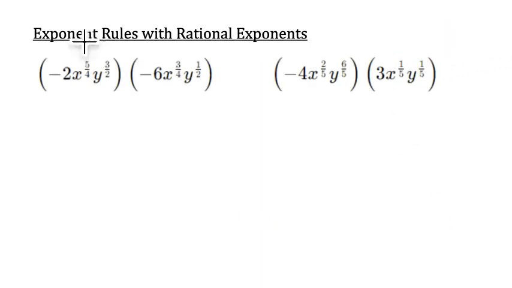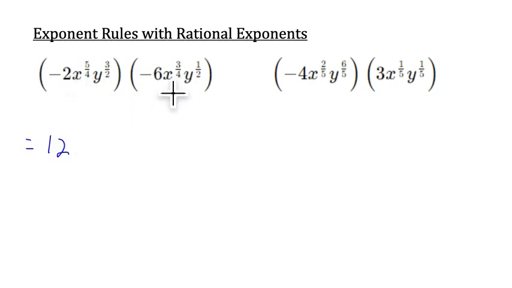All right, let's get going with our rational exponents. We'll be using those same rules, but now we have fractions. The negative 2 and the negative 6 are just regular numbers. This is all multiplication, so we can multiply in any order we want. So negative 2 times negative 6 is positive 12.